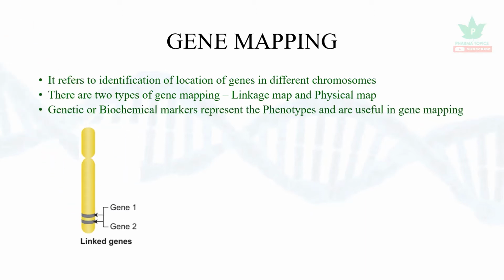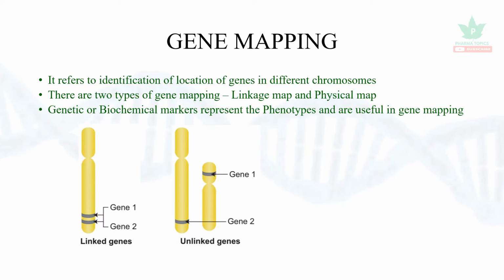So let us see some examples. If gene 1 and gene 2 are very close to each other and present in the same chromosome, they are called linked genes. If gene 1 and gene 2 are present separately in different chromosomes, they are unlinked genes. In this example, gene 1 and gene 2 are located far away from each other in the same chromosome. Then also they are unlinked genes. If you study about these, this is called gene mapping.